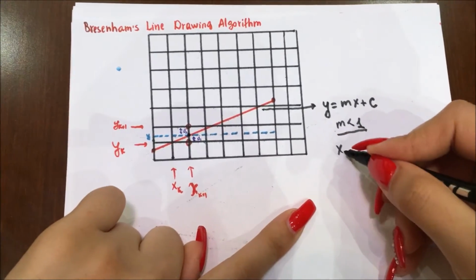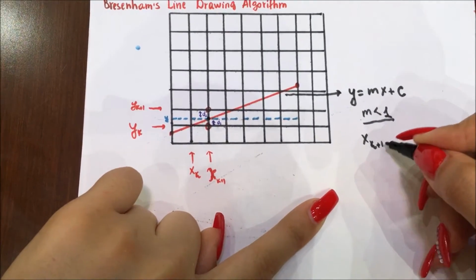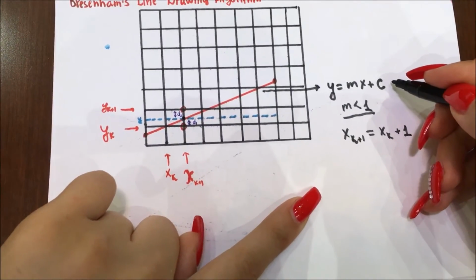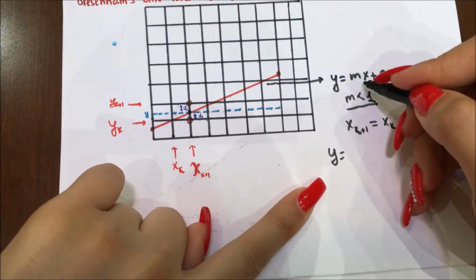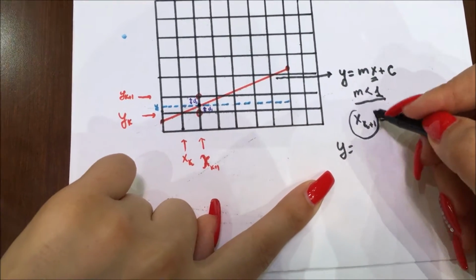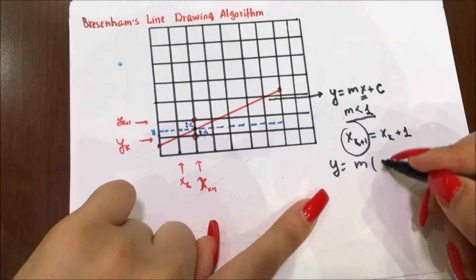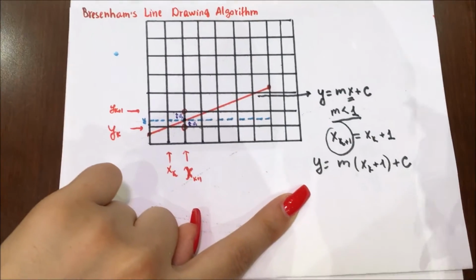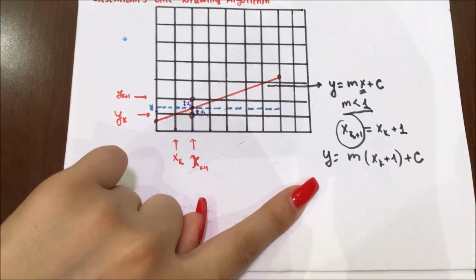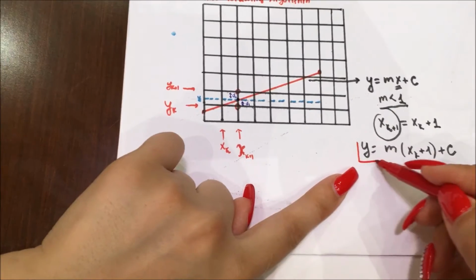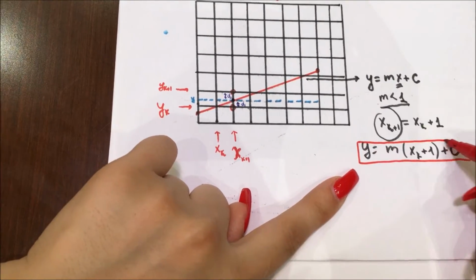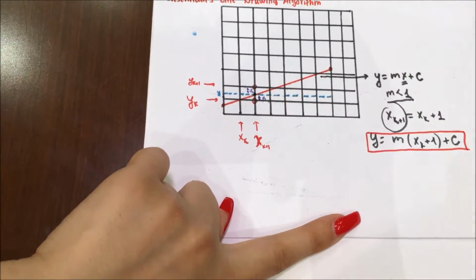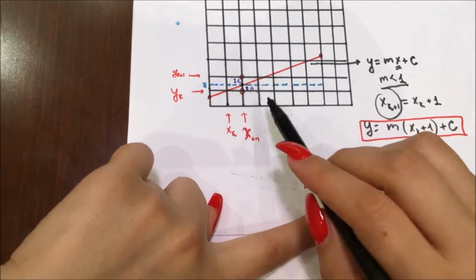If m is less than 1, it means that x will change with unit interval. So the computer doesn't need to calculate the value of x, because at every iteration it will increase by 1, as I said. If we put the value of xk plus 1 in the general line equation, we get y equals m(xk plus 1) plus c. This is one of our equations which we will use in our further calculations.